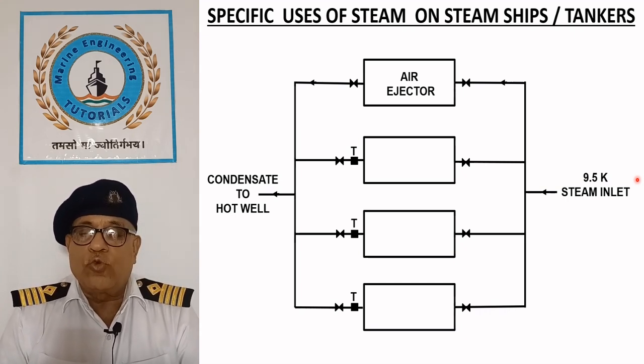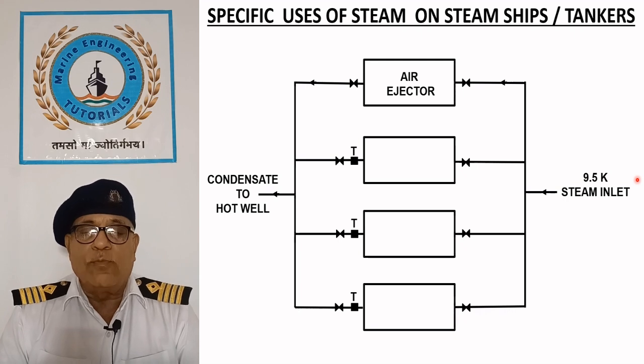Steam is also used to extract air from the auxiliary condenser, which is maintained under vacuum to utilize the maximum sensible heat of steam during turbine operation. 9.5 bar steam is used for this purpose. Some ships may use vacuum pumps instead.